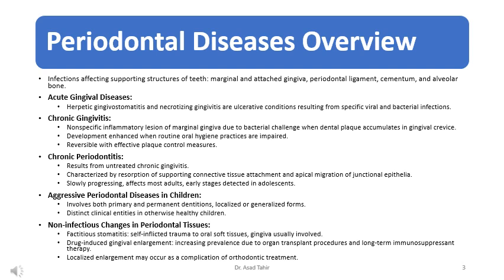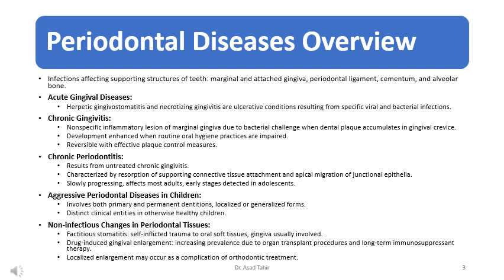Chronic periodontitis. Results from untreated chronic gingivitis. Characterized by resorption of supporting connective tissue attachment and apical migration of junctional epithelia. Slowly progressing, affects most adults, early stages detected in adolescence. Aggressive periodontal diseases in children. Involves both primary and permanent dentitions, localized or generalized forms. Distinct clinical entities in otherwise healthy children.